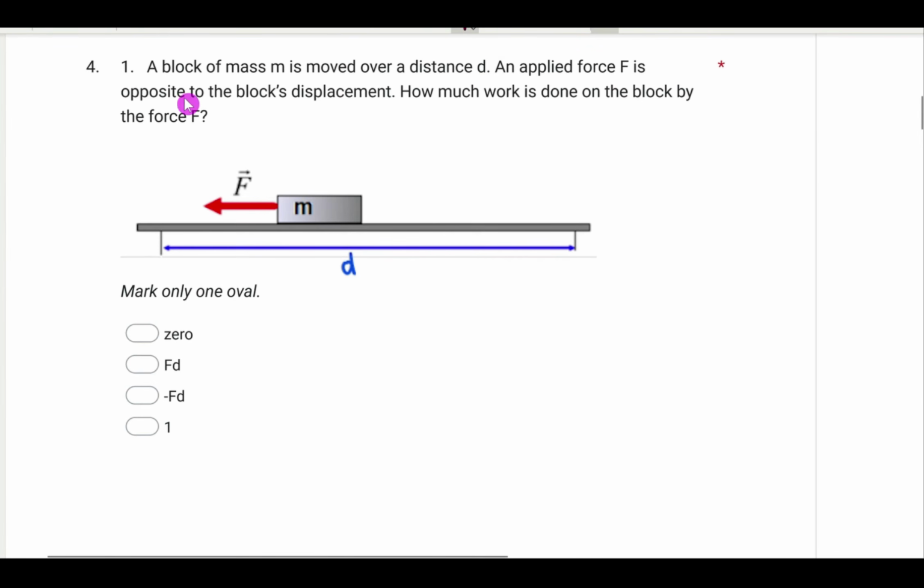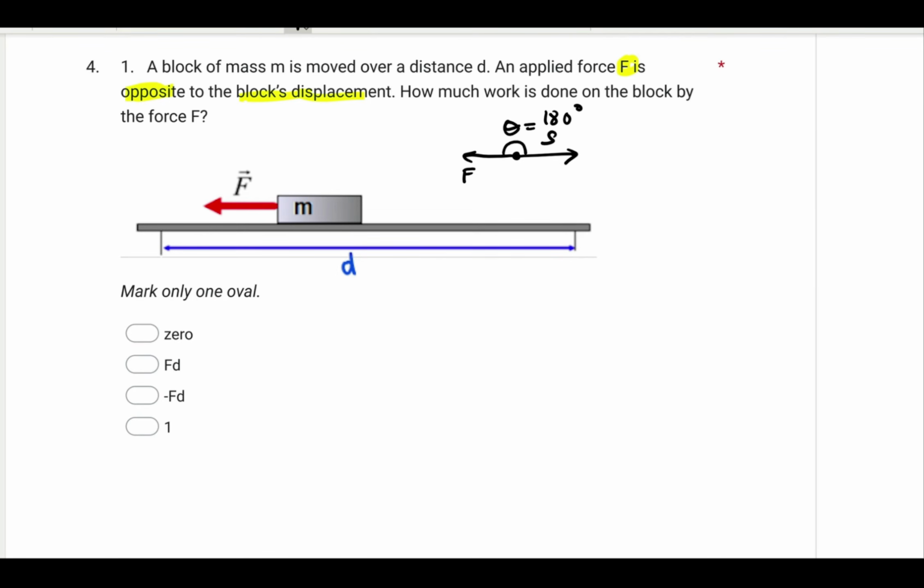Alright, question number 1. A block of mass M is moved over a distance D, okay, and applied force F is opposite to the block displacement. Okay, so kita nampak dekat sini F is opposite direction dengan block displacement. Maknanya kalau lah block displacement dia direction dia ke kanan, sebab dia dah nyatakan F dia opposite direction iaitu ke kiri. So maknanya angle dia adalah 180 degree.